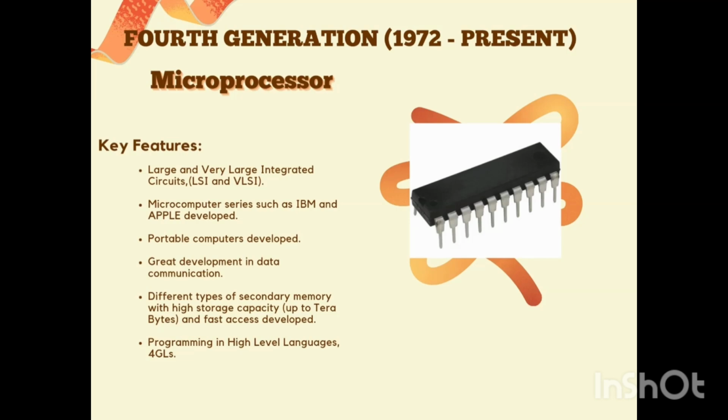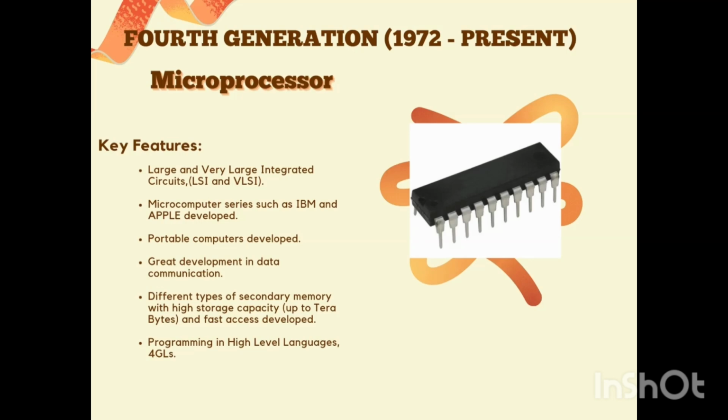Number three, portable computers were developed. Number four, great development in data communication. Number five, different types of secondary memory with high storage capacity up to terabytes and fast access were developed. And the last point, in fourth generation, high level programming languages were used, and 4GLs were used also.